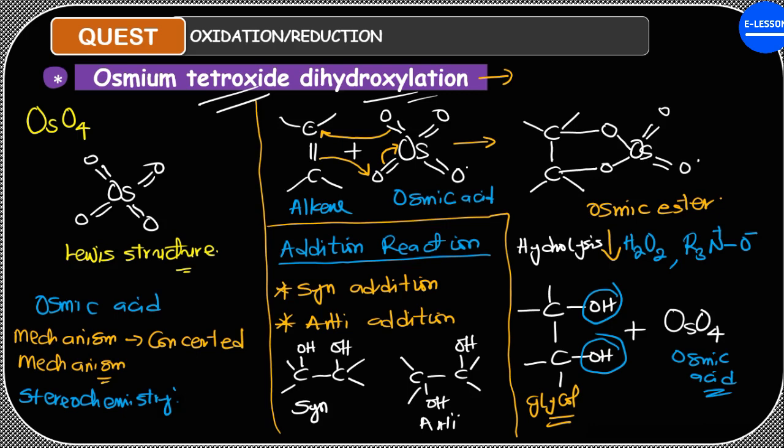Is that understood? What we mean is that if the alkene is a cis alkene, the product here will also be a cis glycol. Let's take it like that. If the alkene is a trans alkene, the product here will also be a what? A trans glycol. That is what we mean by that stereochemistry, because it takes place using a concerted mechanism, which is a one-step mechanism.